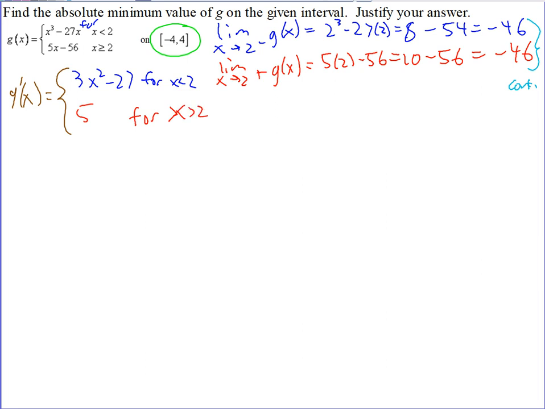Again, I'm taking out the equal sign because even though it's continuous, it's not going to be differentiable. If we substitute in 2 here, we get 2 squared is 4 times 3 is 12 minus 27 is negative 15, not 5. Those aren't equal, so definitely a corner there at 2. The derivative doesn't exist. All right, now let's see if we have any other critical numbers. Let's see, 3x squared minus 27 equal to 0. And then you can factor out a 3, and that factors further into x minus 3 times x plus 3.